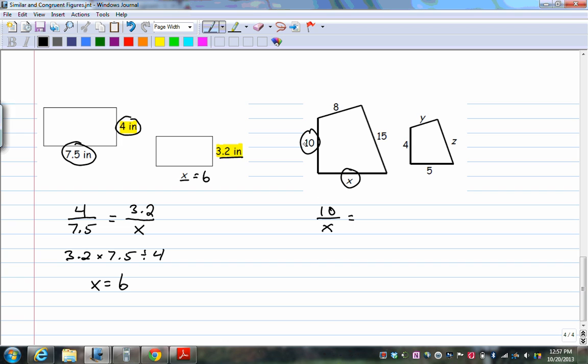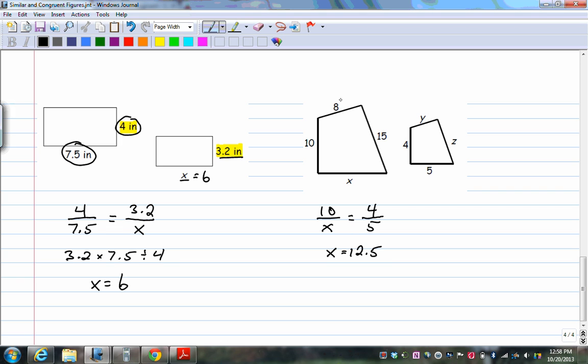So here I have 10. I did this side here. Its corresponding side is there, so I'll put that up in the numerator. I have x down here. The corresponding side is this, the 5. And then I would multiply diagonally. I had 5 times 10 divided by 4, and x is equal to 12.5. Again, you could have solved it a different way, but as long as you followed your corresponding sides, it should have worked. So now what we're going to do is solve for y.